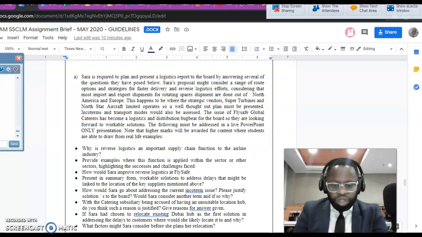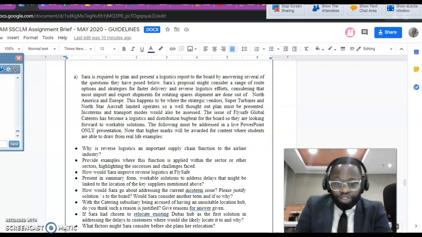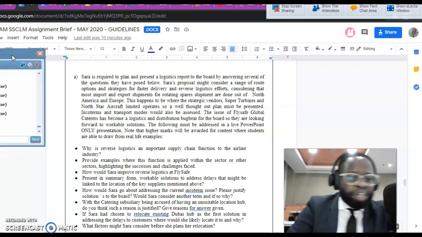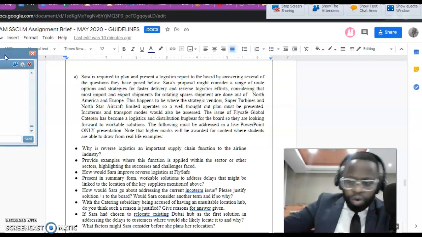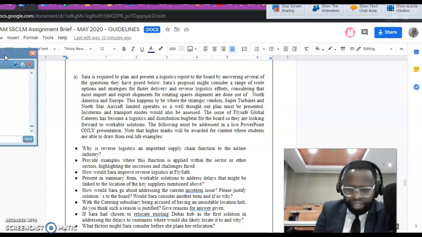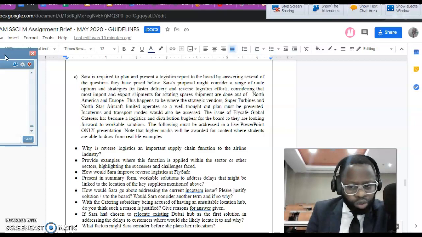Why is reverse logistics important in the airline industry? Right, with me on that? As I mentioned before, reverse logistics allows us to ship our spare parts abroad to get them repaired. With me on that, Negosi?